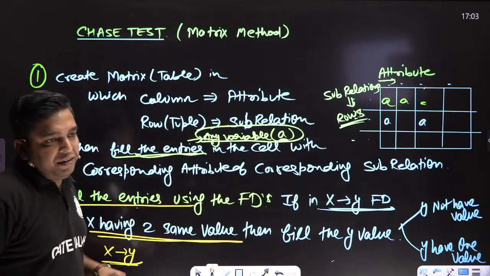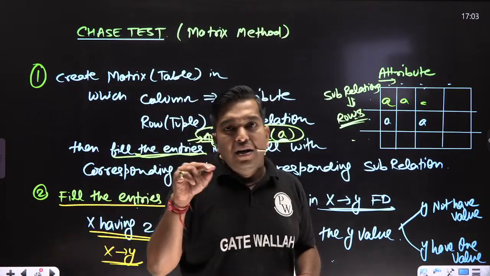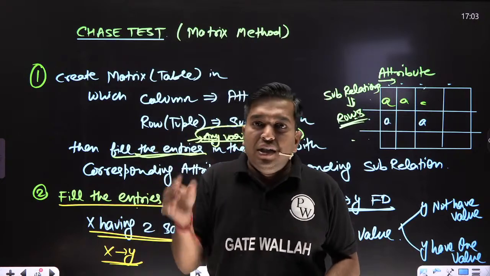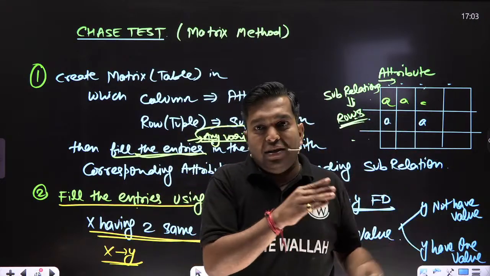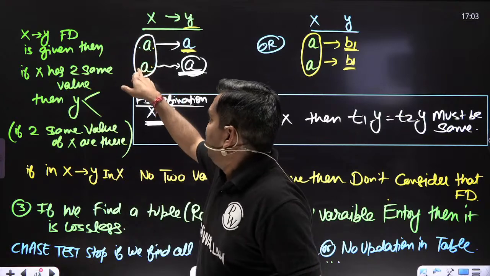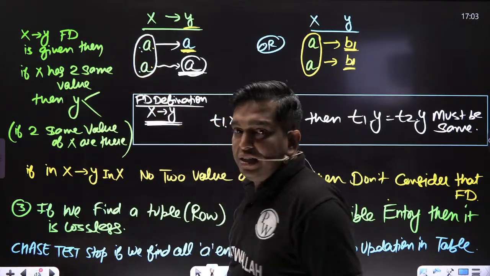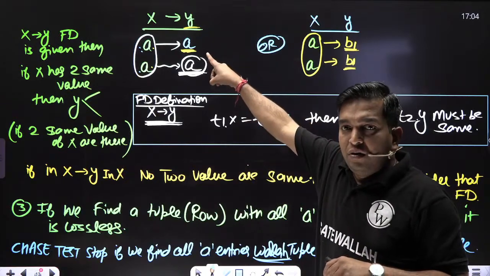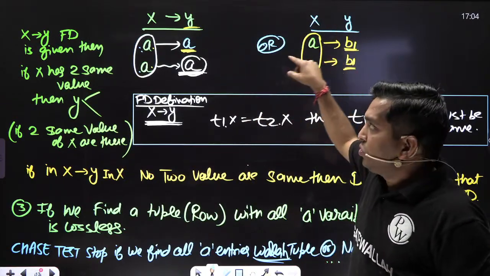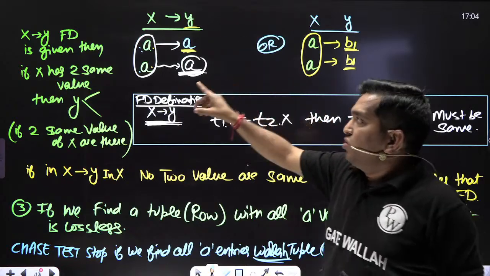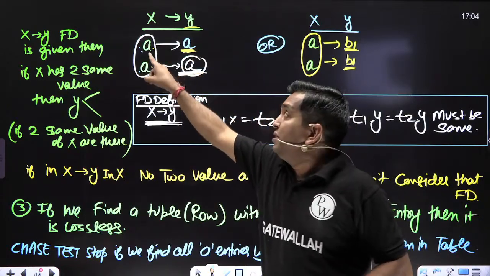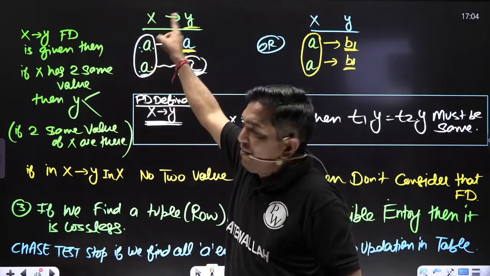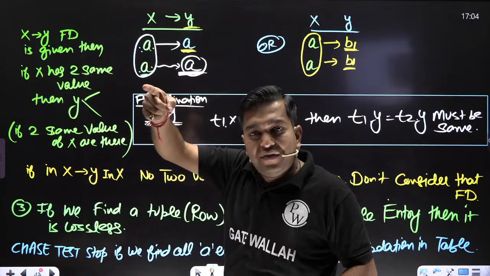Now there are 2 points. In an FD X tends to Y, if two tuples have the same X values, then we fill the Y entries. Now there are two possibilities: either you will get one Y value or you will not get any Y value. When you get one Y value, here you are getting a to a, so this FD according to the given schema is satisfying.